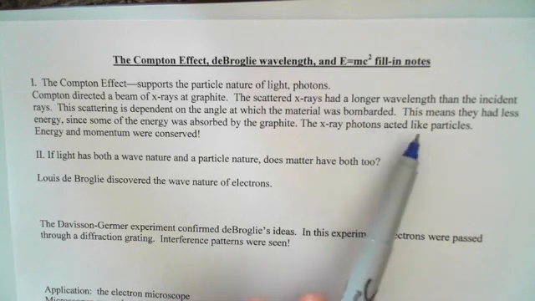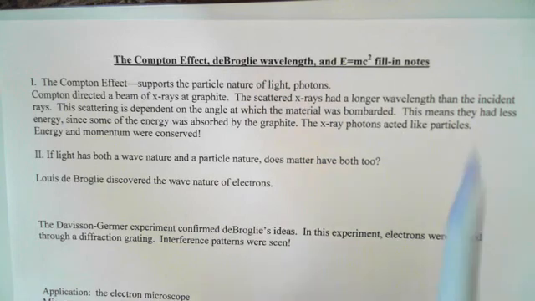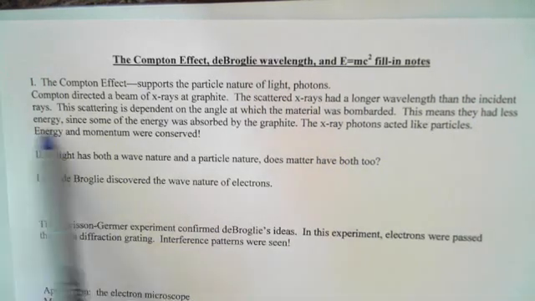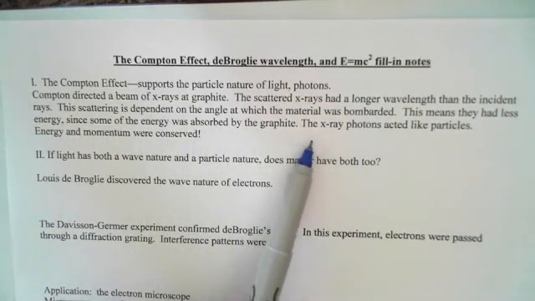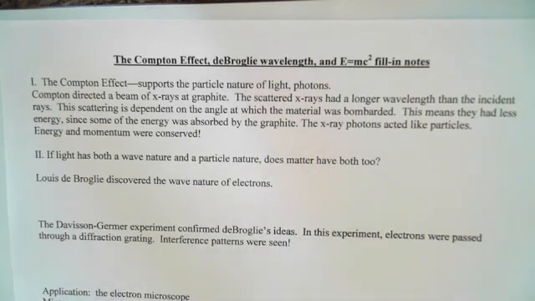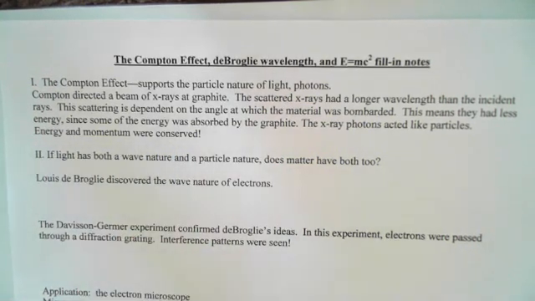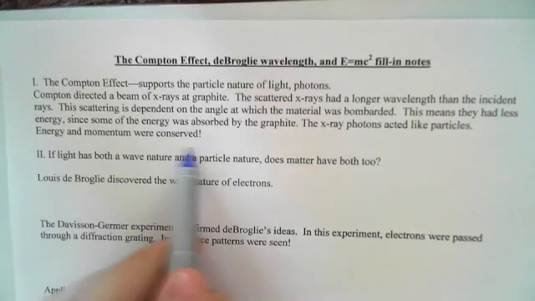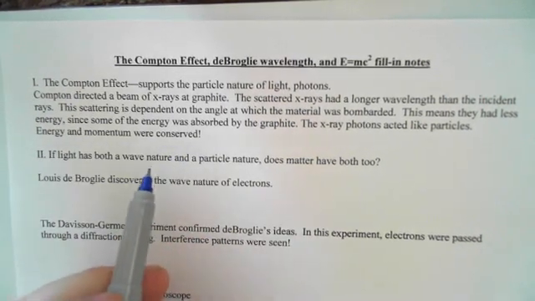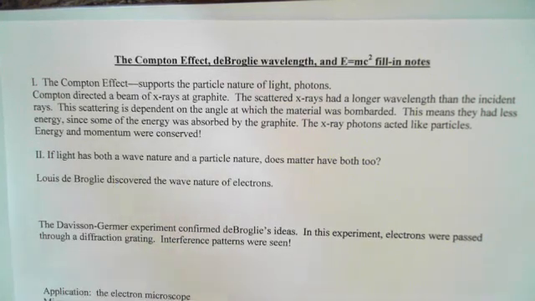So this means that they had less energy, since some of the energy was absorbed by the graphite. So these X-ray photons exhibited particle-like properties because energy and momentum were conserved. When they looked at the energy at which it hit, the energy that was absorbed, and the energy of the ray that came off, they saw that energy and momentum were conserved and that it behaved like a particle would behave if you shot a particle at a surface.